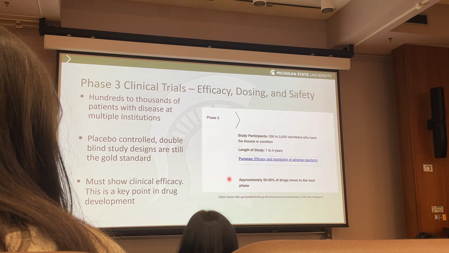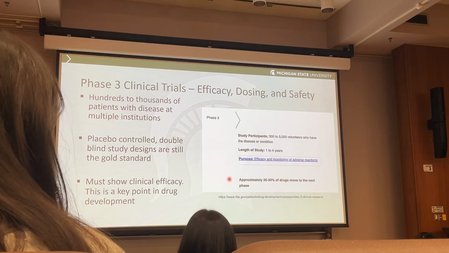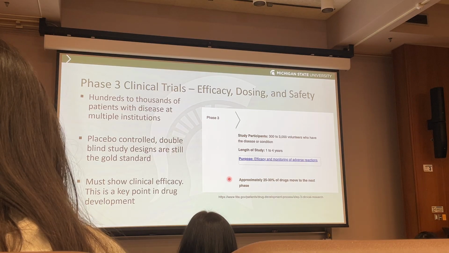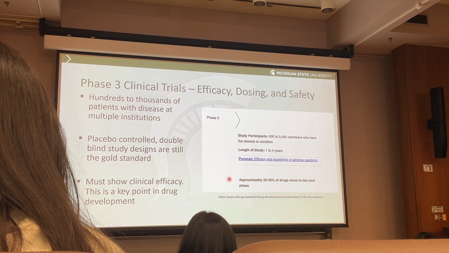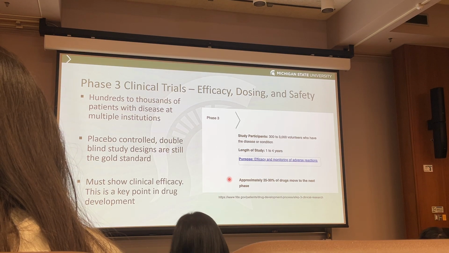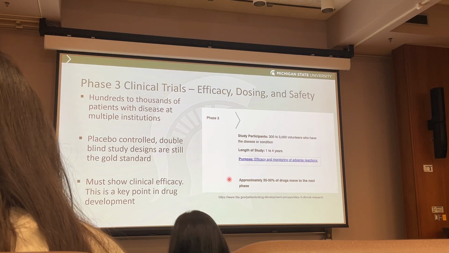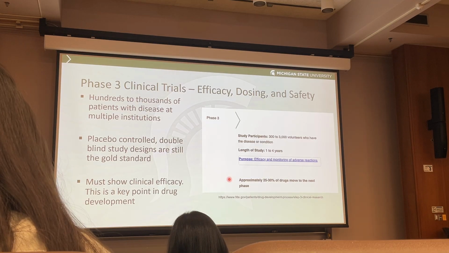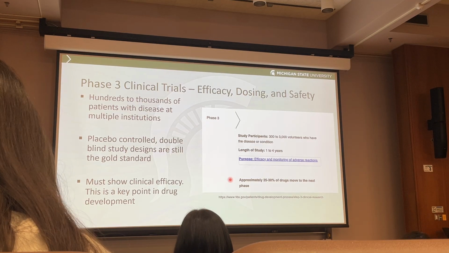However, phase 2 and phase 3 really blend a lot of their outputs, if you will. You'll study efficacy and dosing all the way through 2 and 3, but it really depends on the study team, the specific drug, the disease state, all of those things. I've simplified it here just for our purposes.